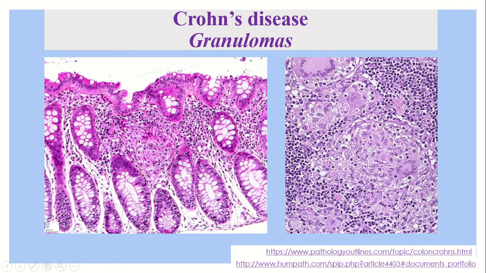And then the high power, here you see the Crohn granulomas, the granulomas during Crohn disease in the wall of the large intestine, and under the high power we see the giant cells, the multinucleated giant cells. Here also you see very prominent cells.